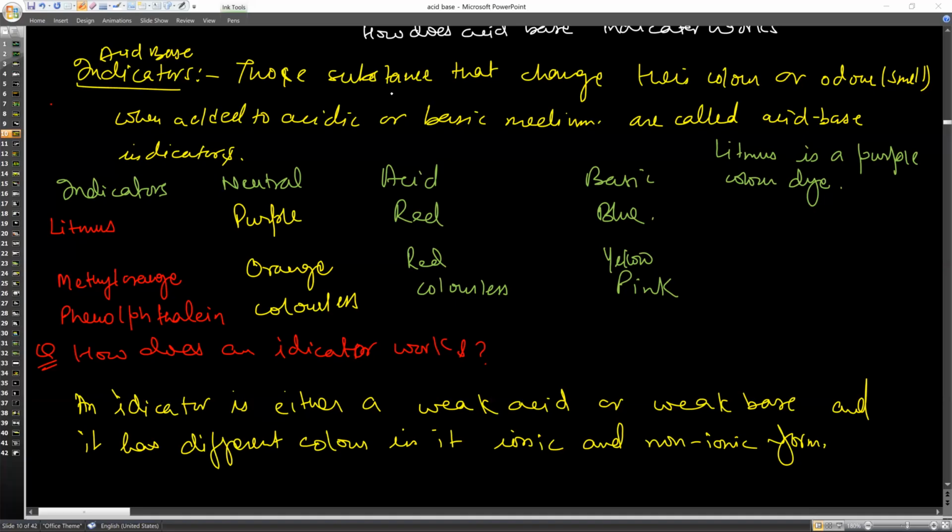Done. Don't write how acid-base indicators work. Or you can write this, since sometimes it may ask you that acid-base indicators are themselves either weak acids or weak bases. So they may ask you the nature of acid-base indicators: they are themselves either weak acid or weak base.